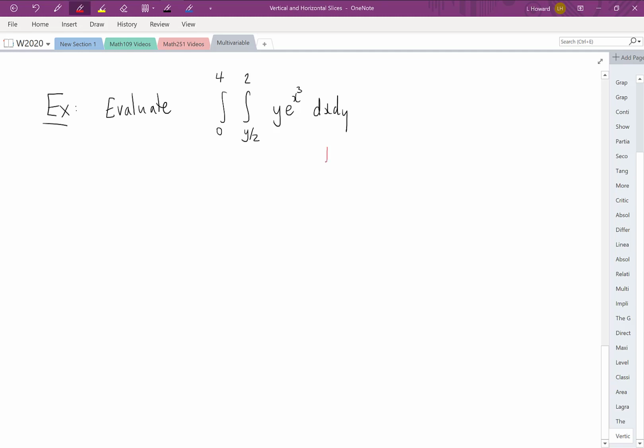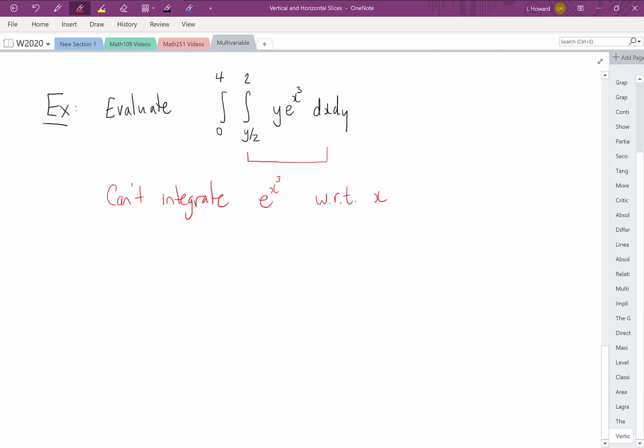Well, if we look at the inside differential here, the inside differential is dx, so that tells us that we're supposed to integrate with respect to x first. But let's observe that we can't integrate something like e to the x cubed with respect to x. In order to even try to integrate this, you'd probably do a substitution where you let u equal x cubed, but then you wouldn't be able to find your du. So long story short, that substitution would not work.